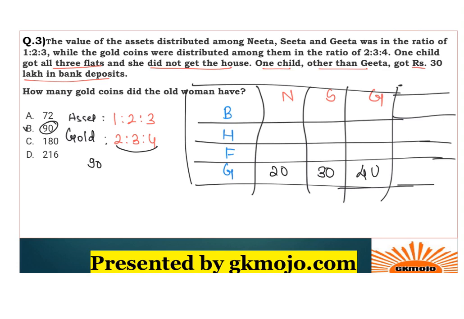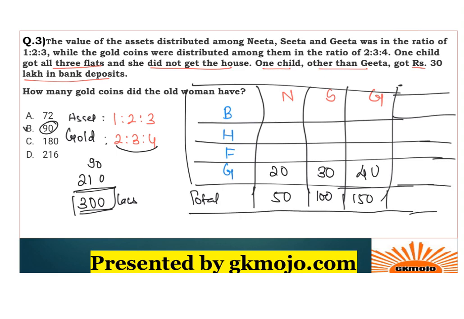Initially we knew that the total assets were 210. Now 210 plus these gold coins, which cost rupees 90 lakhs, is 300 lakhs, the total assets including gold. Apart from gold it is 210 lakhs. Including gold, this is distributed in the ratio 1 is to 2 is to 3. So Nita will get a total of 50 lakhs, Sita 100 lakhs and Geeta 150 lakhs.